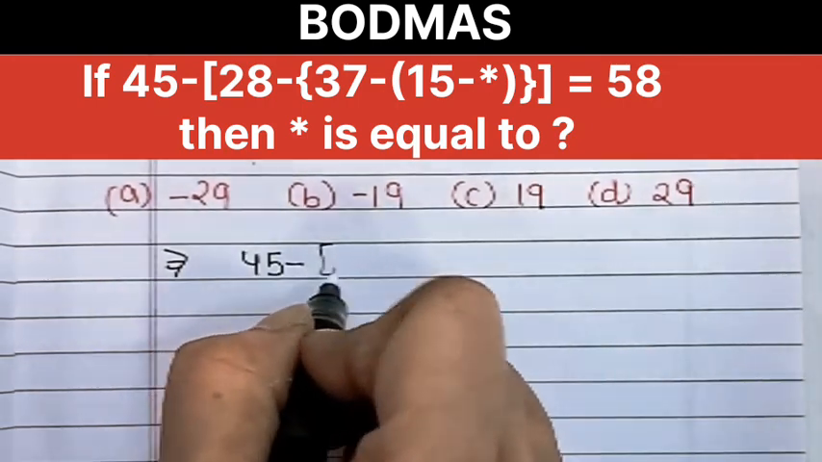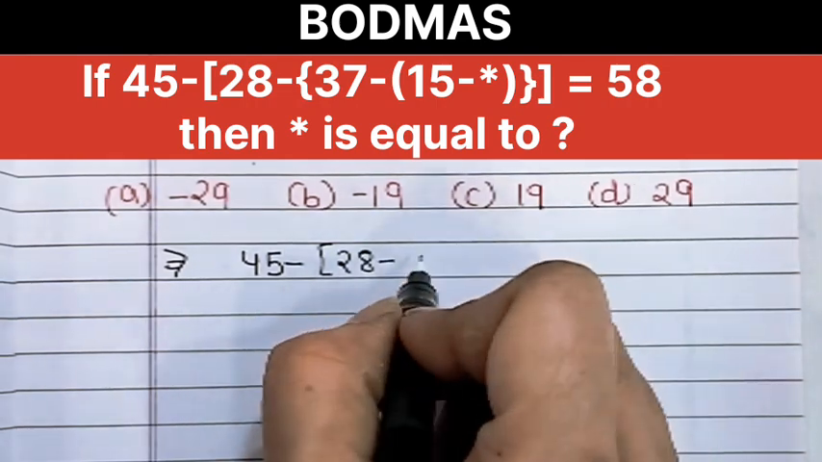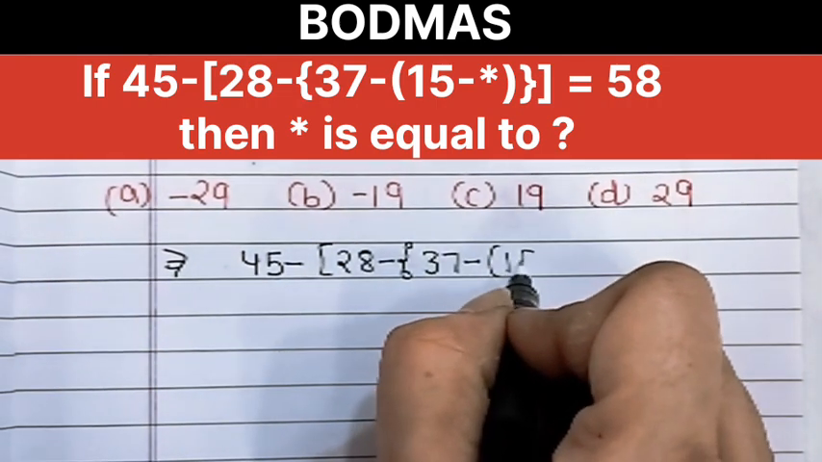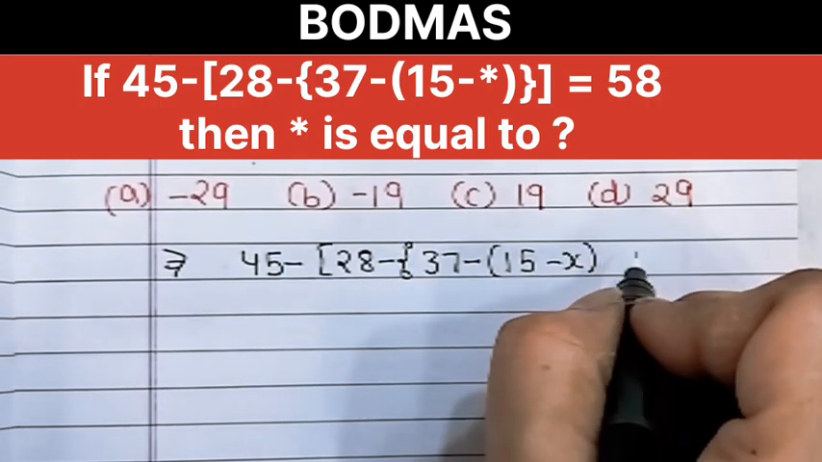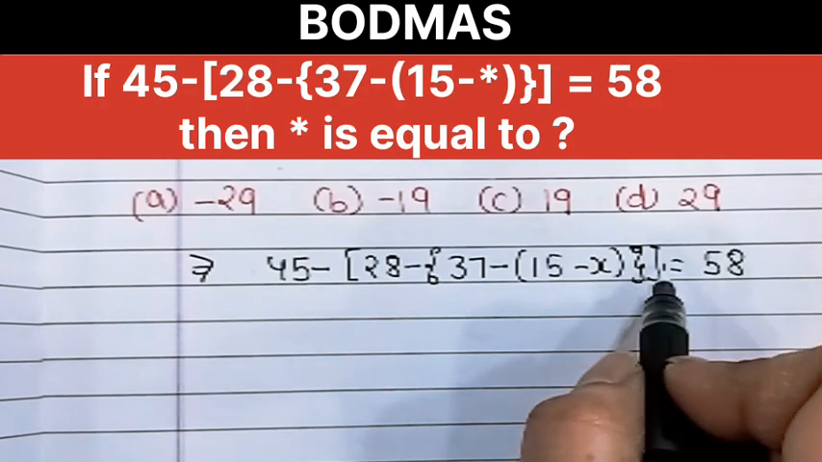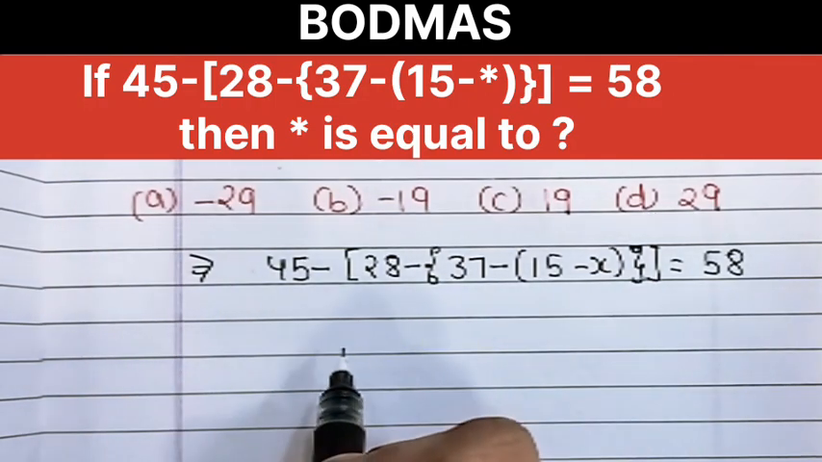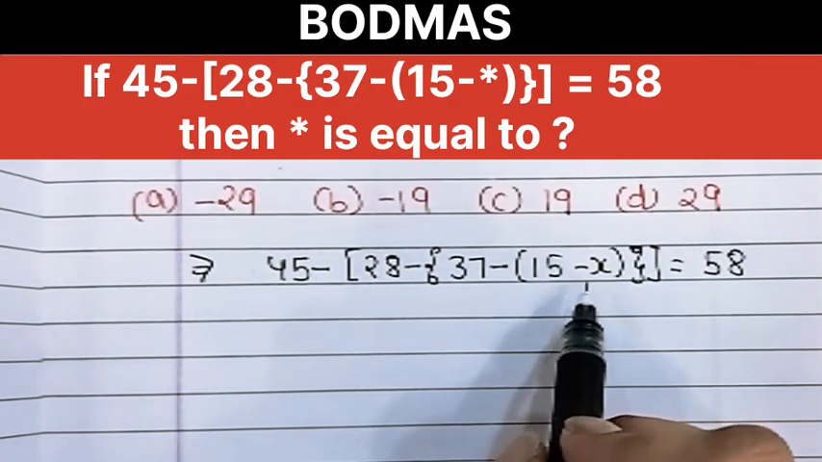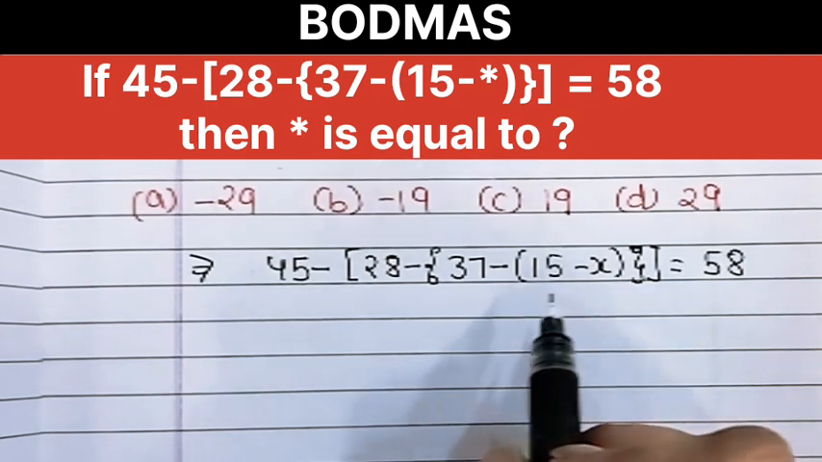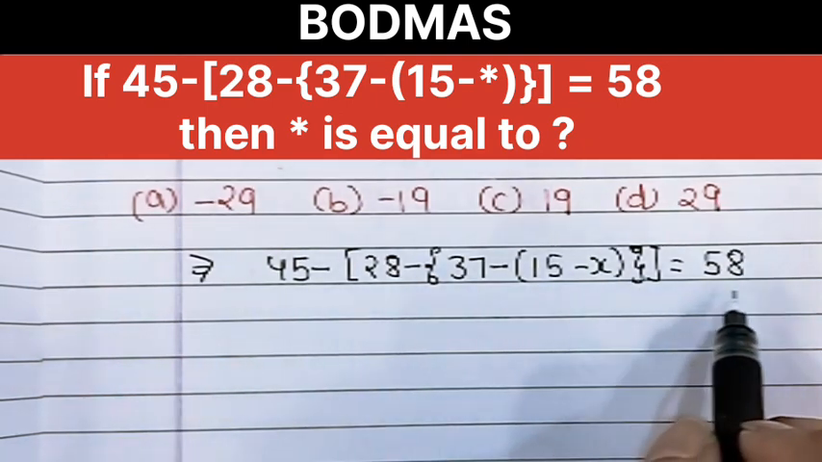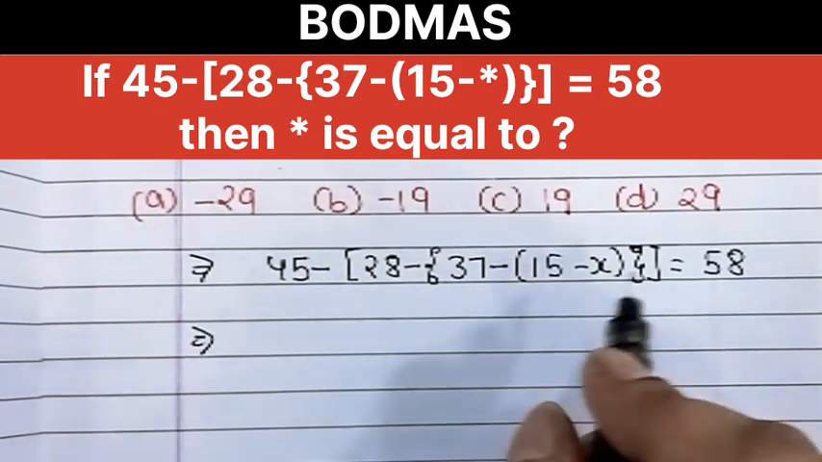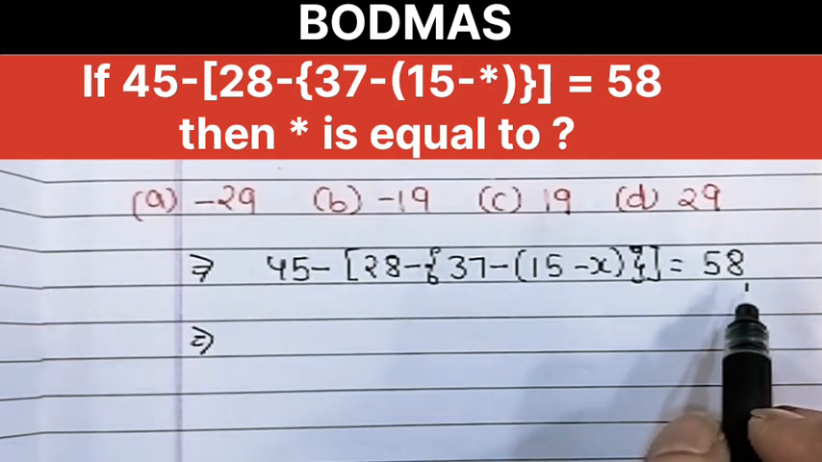So 45 minus square bracket 28 minus curly bracket 37 minus small bracket 15 minus x, close brackets, equals 50. Now break down this expression with a step-by-step solution. For finding missing value problems, it is often best to work outside in, isolating the brackets rather than expanding everything. So first, isolate the square bracket: subtract 45 from both sides or rearrange.